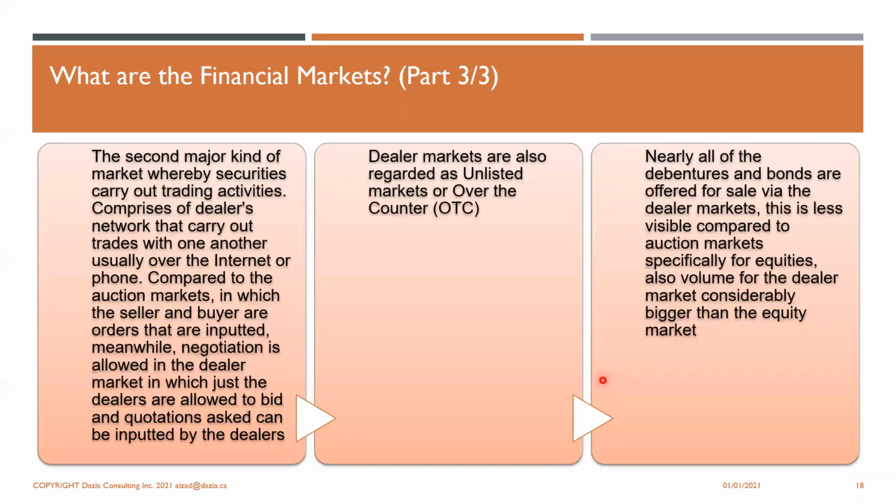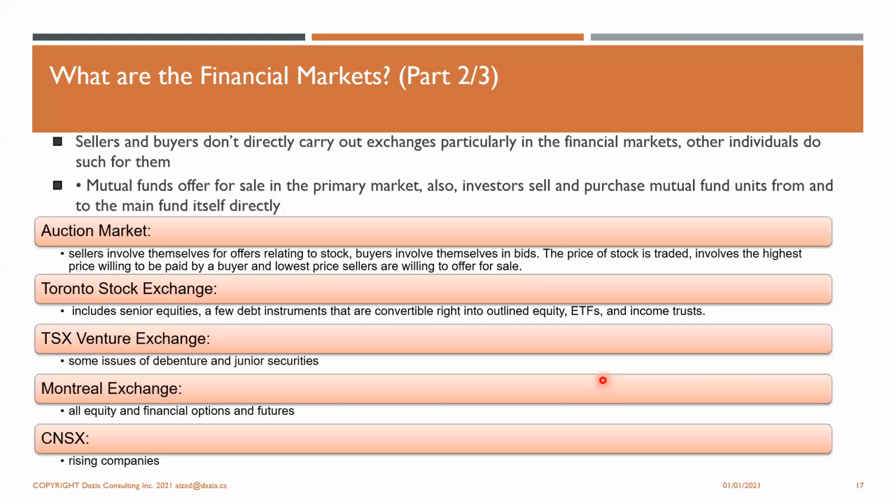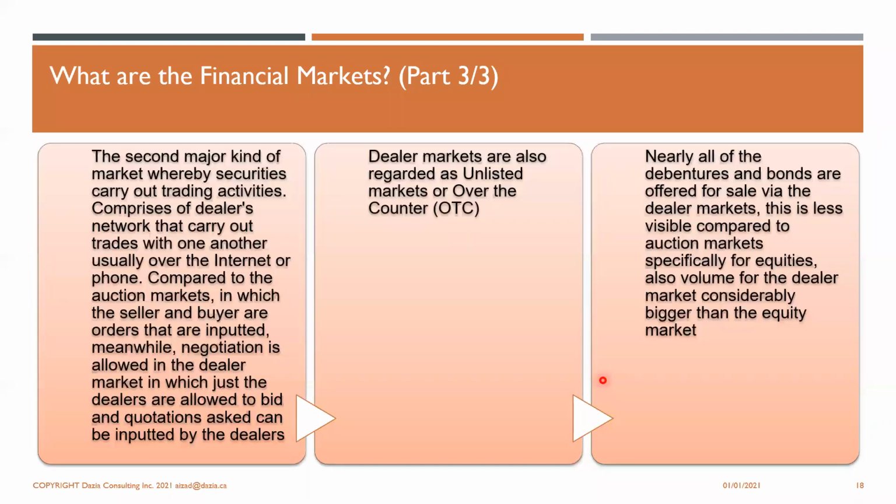The last slide here is just about the second major kind of market where securities are traded, which is over the counter. So there are two main markets. One market is your auction market, which includes all the exchanges. The second market is called OTC, over the counter. It's also known as the unlisted market. They're not on the exchange. So these are the bond dealers and other markets where buyers and sellers can put their information in, and they can buy and sell securities.